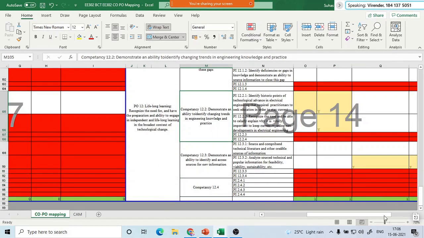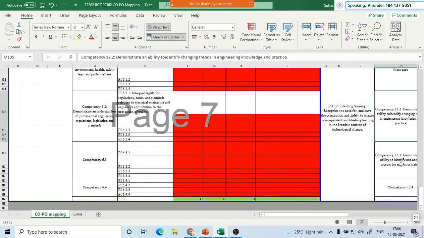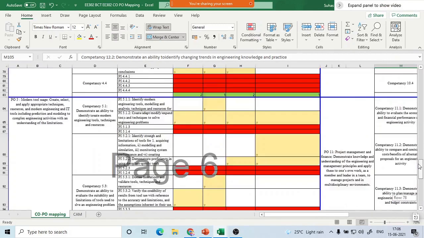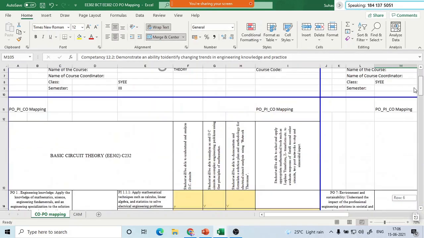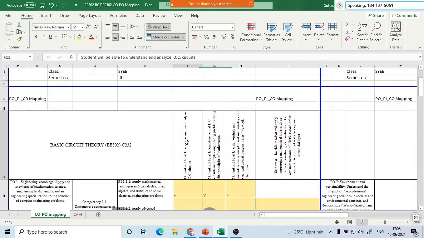CO is already defined, because you are going to connect these POs with this CO through these performance indicators. Now look at this performance indicator number 1. Is it achieved? Yes, mathematical knowledge you are going to give into CO1. Yes, I am going to give it. For CO2, yes, I am going to give it. CO3, yes, I am going to give it. For CO4, I am not going to give this performance indicator. I'll put no.